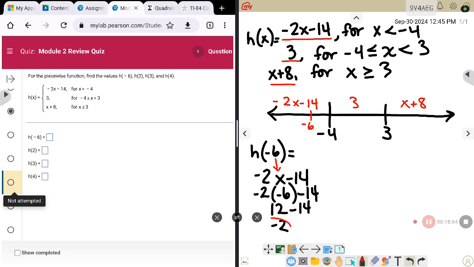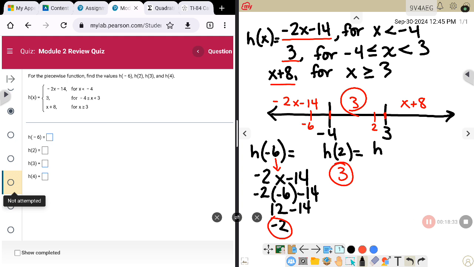Then it wants me to find h of 2. So where would that be on this number line? h of 2 would be in that middle piece. If that is the case, look what you're plugging into. You're just a 3. You don't even have anything to plug into. When you're between the -4 and the 3, then your answer is just 3.